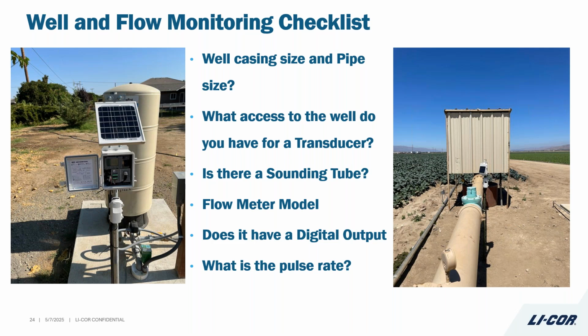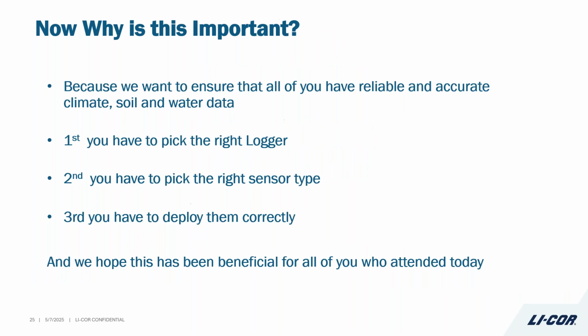Research also the model of the flow meter that you're wanting to hook up into. Now, does it have a digital out pulse? What's the pulse rate? Because we're going to want to calibrate each pulse to what each pulse is, whether it's 1 gallon, 10 gallons, 100 gallons per pulse. We're going to want to use that to calibrate the back end so you can see your real-time flow. So that's a really important checklist for you for the flow and the well.